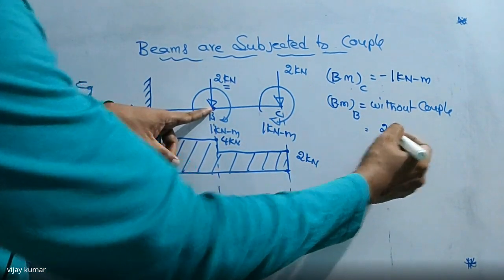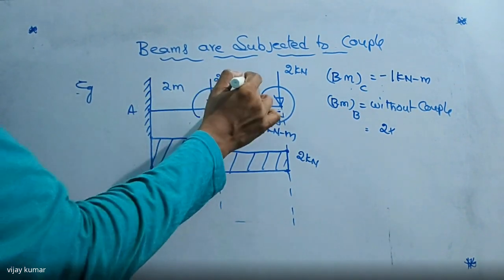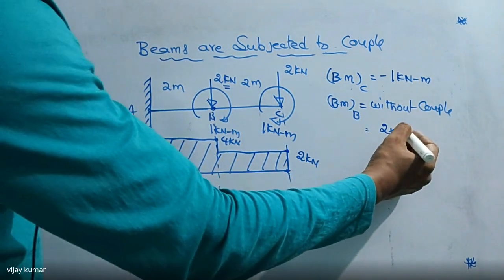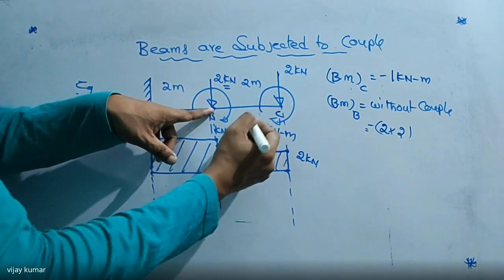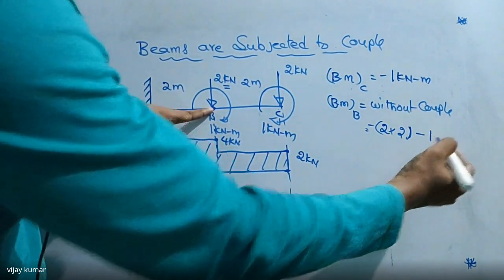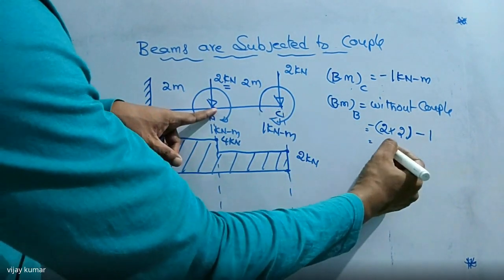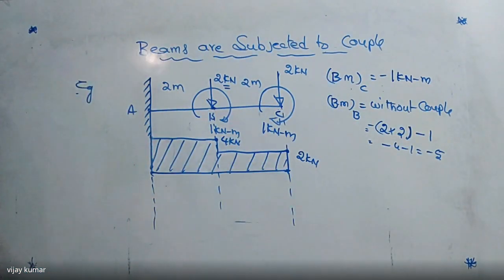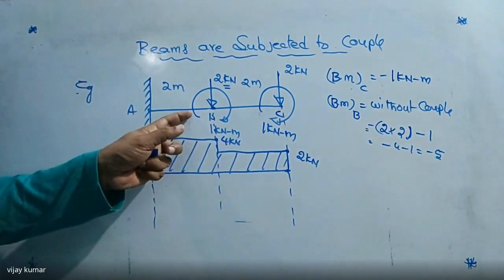That is 2 into this distance. This is 2 meters, we can assume this is also 2 meters. Then 2 meters into 2 meters, which is negative. This moment is over, and this couple is also there here. What is the couple here? Minus 1, and this moment is 0. Then how much do you get here? Minus 4 minus 1, we get minus 5. This is the bending moment about point B without taking this couple.